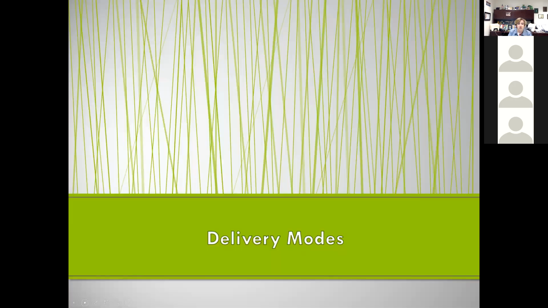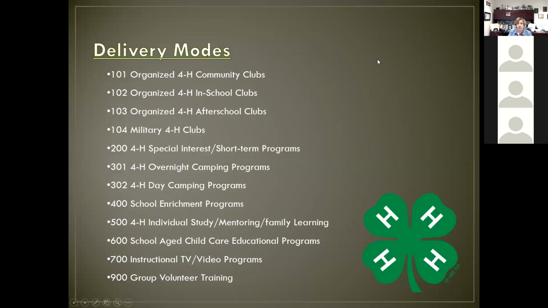Okay. So on delivery modes. These are all of the delivery modes. Now I'm going to preface this by saying learn these, but in a couple of years they may change. There is a committee at the national level that is looking at delivery modes, and whether we need to have all of these delivery modes. I personally think, I need to know how many we have in overnight camping programs, how many we have in day camping programs, how many we have in school-based.